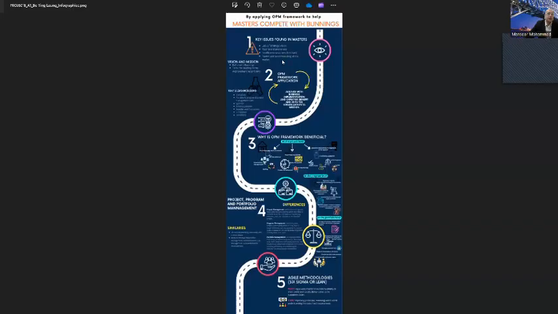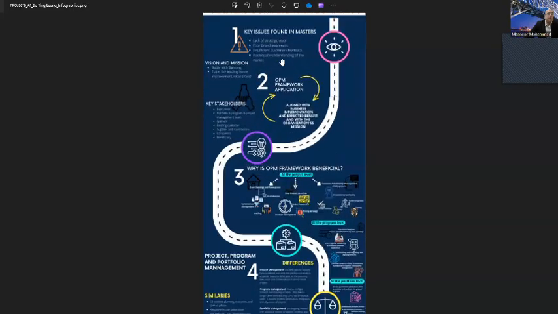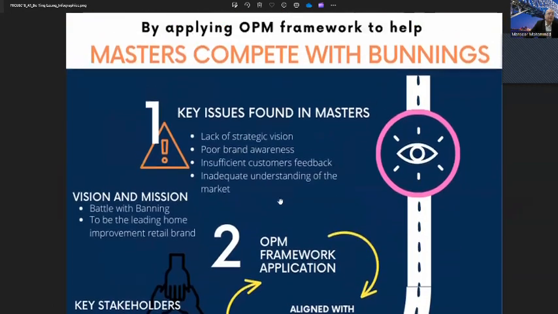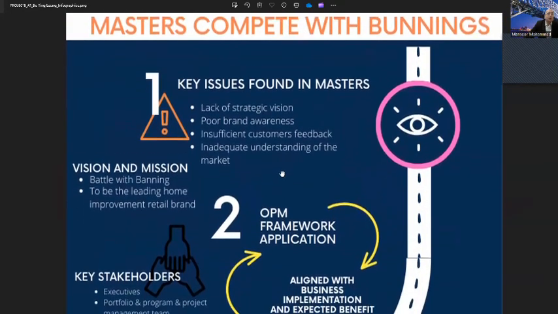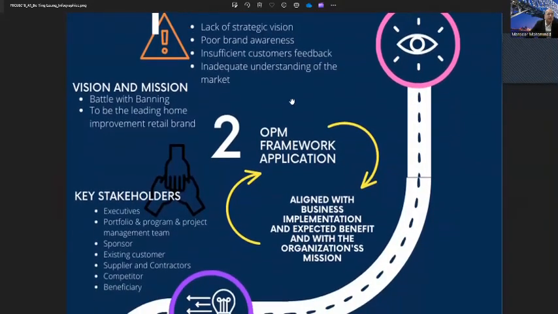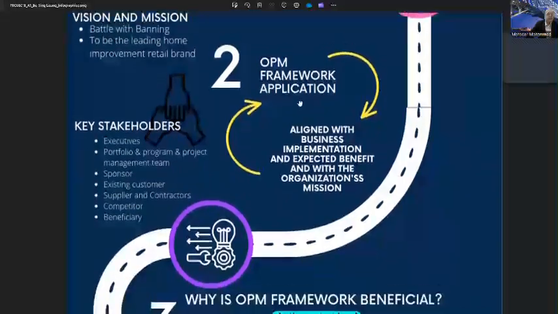Okay. I'll start off with the easiest one first. I hope you can see this. This was Masters versus Bunnings. Okay. So this was the simplest one. You can zoom and see the clarity of information. So this student gave us some key issues found in Masters, right? The vision, right? The OPM framework.